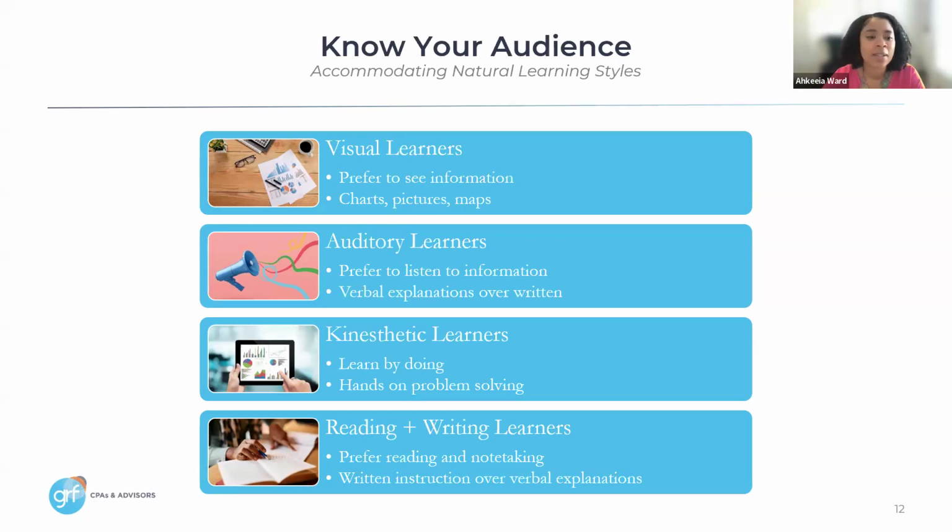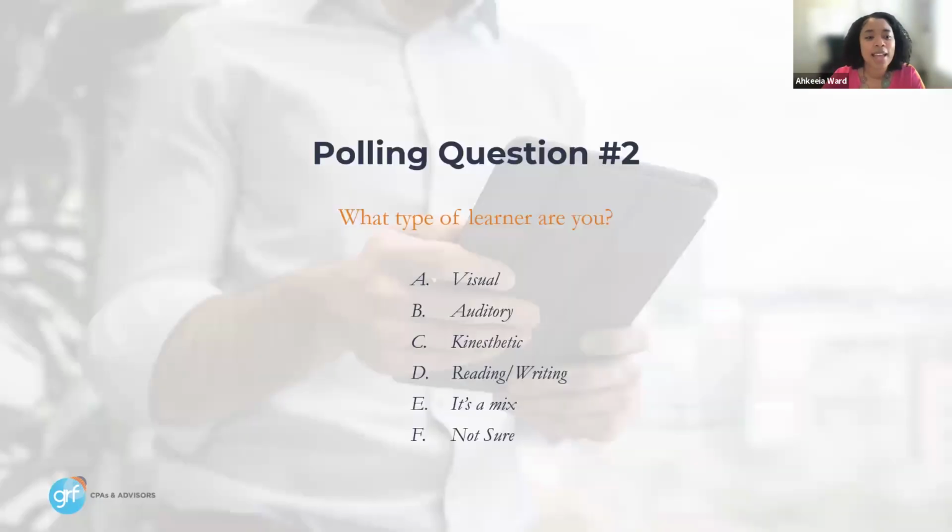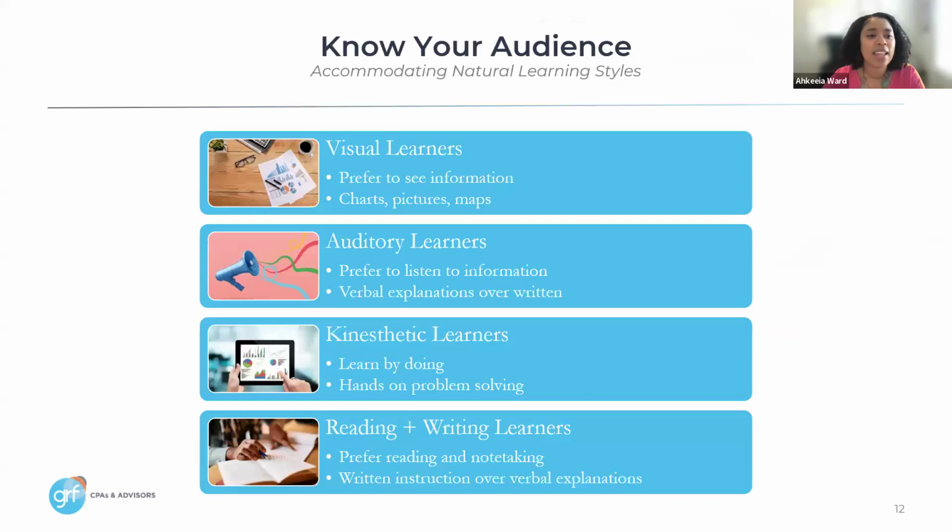And our last learning style here, reading and writing learners, they prefer, again, as the name suggests, to learn through reading and writing, note-taking, and textual materials. They tend to remember information better when they write it down, and they benefit from written instruction, textbooks, written assignments, things of that nature.